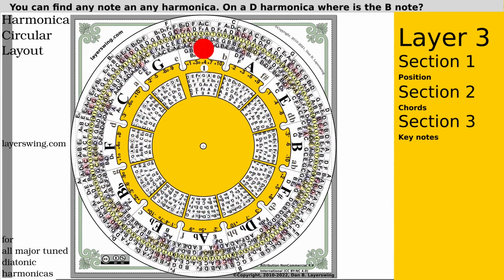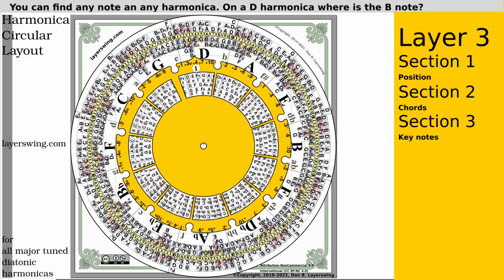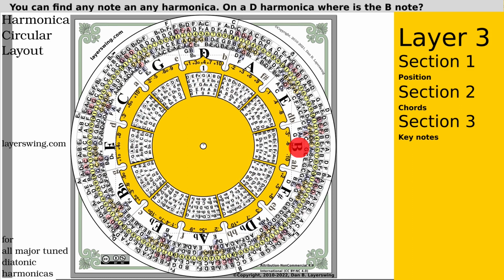Select the harmonica. Set the number 1 to the selected harmonica. Find the note you want to play. Read the hole numbers for that note. For D harmonica, the B note will be on these holes: 3 draw full-step bend, 6 draw, 10 draw.